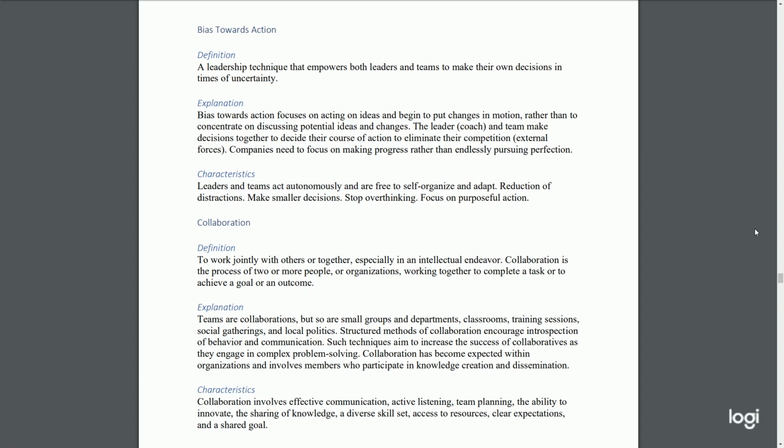Characteristics: leaders and teams act autonomously and are free to self-organize and adapt. Reduction of distractions. Make smaller decisions. Stop overthinking. Focus on purposeful action.